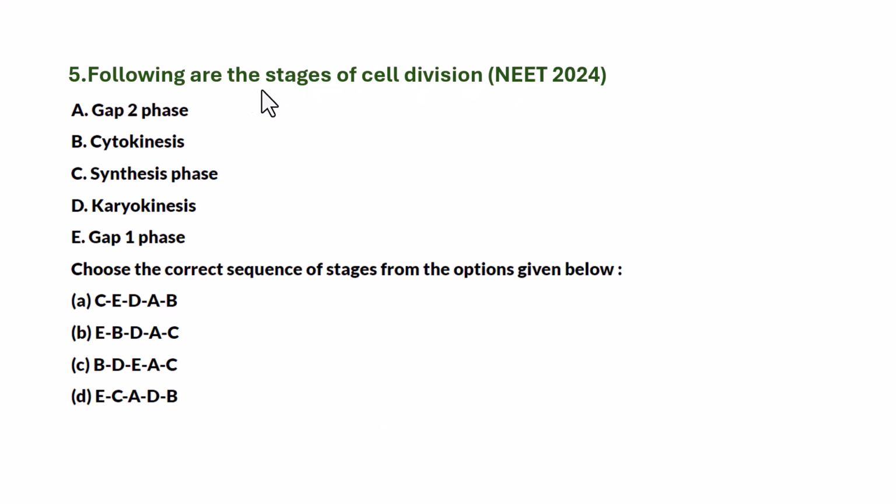Okay, now following are the stages of cell division from NEET 2024. The stages are gap 2 phase, cytokinesis, synthesis phase, karyokinesis, gap 1 phase. So choose the correct sequence of stages from the options given below. So we have to choose what is the stage sequence.